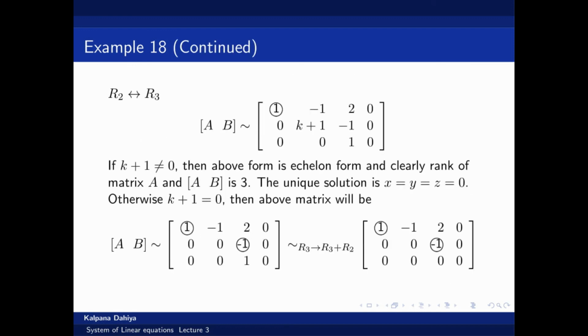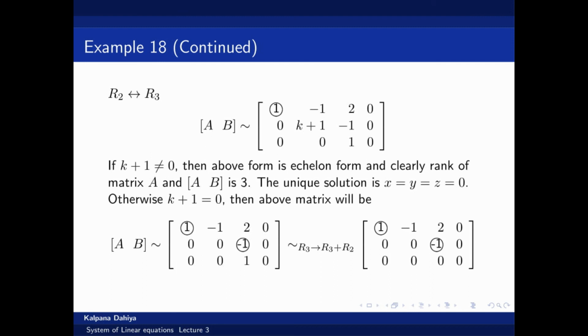Now we apply the following elementary row operation. Interchange second and third row in the augmented matrix. Now the augmented matrix is equivalent to this matrix, whose first row is 1 minus 1 2 0. Second row is 0, k plus 1, minus 1, 0, and third row is 0 0 1 0. Refer to the first matrix on this slide. Now in the second row, the second entry is k plus 1, where k is any real number.